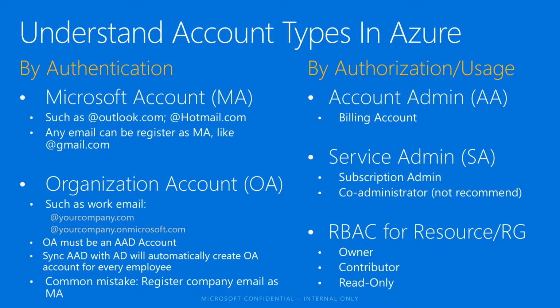By authorization or usage, there are actually three types of account and permissions. First, any customer who signs an Azure contract will come in with the billing account. We also call it the account admin. The billing account creates multiple subscriptions and assigns the subscription admin. With the subscription admin, they can also assign the permission for each resource in Azure, from the subscription level to the resource and resource group level.